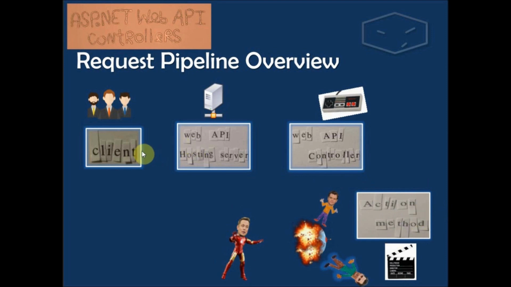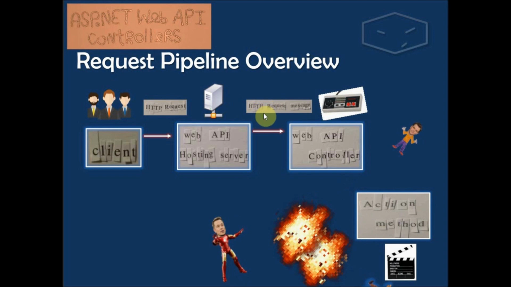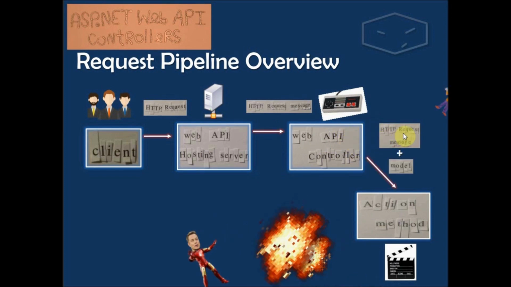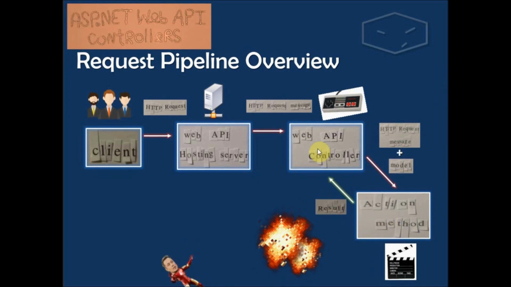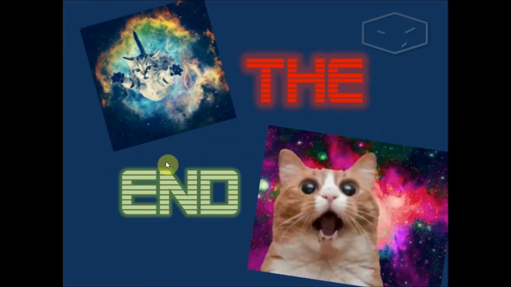Okay, so in the beginning, when we click on the send button of postman, it will generate a HTTP request that the web API hosting server receives. Then it sends a HTTP request message to our web API controller, and then the web API controller sends a HTTP request message plus a model. For example, in the post cases, it sends a person, that is the model, to the action method. The action method does what it has to do, and then it returns a result to the web API controller, and the web API controller returns a HTTP response message to the hosting server. The hosting server returns a HTTP response to the client, to the postman. And this is the end.